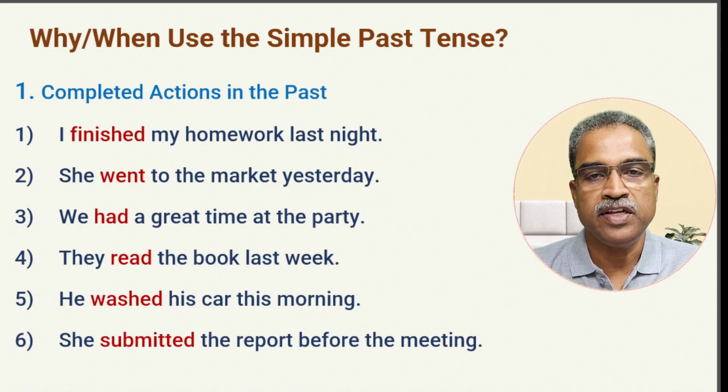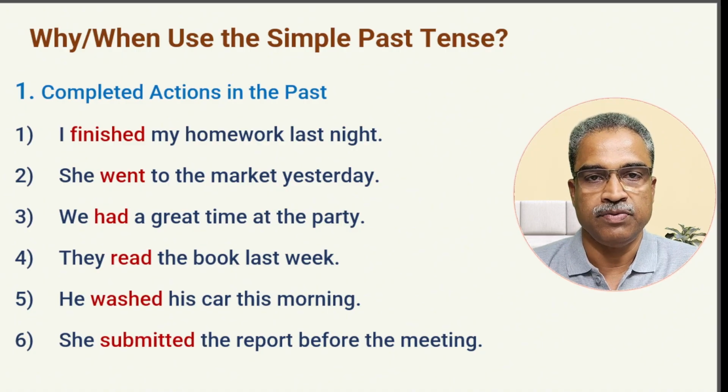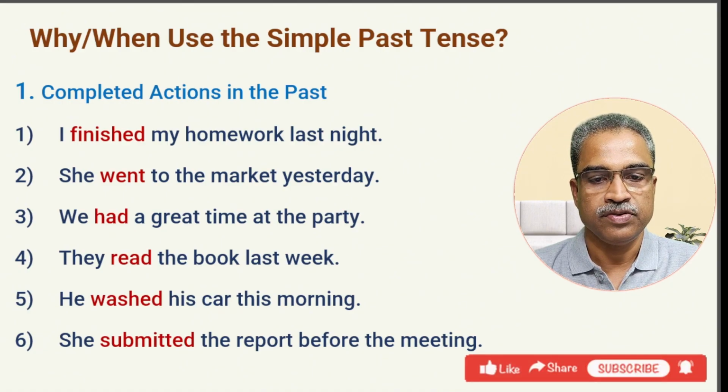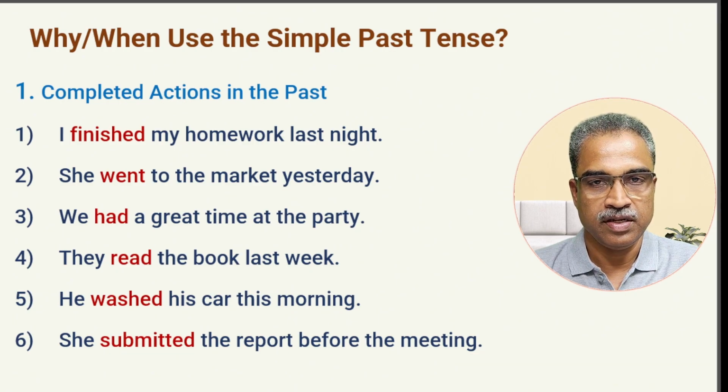First thing, completed actions in the past. Whenever we speak about some action which was completed in the past, we generally use simple past tense. So there are a few examples. When you go through, you will understand how it is being used here. I finished my homework last night. This is a past action. So the word used is last night. Whenever we use yesterday, last night, time adverbs here, then we use the simple past. I finished my homework last night.